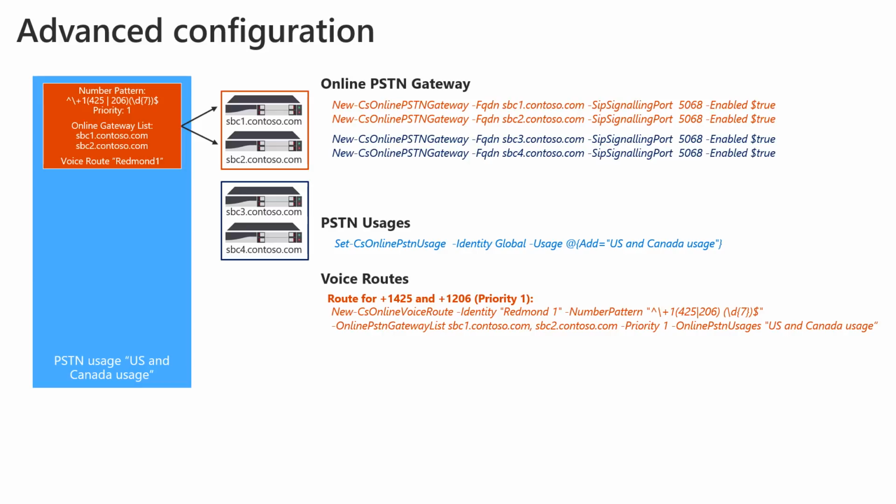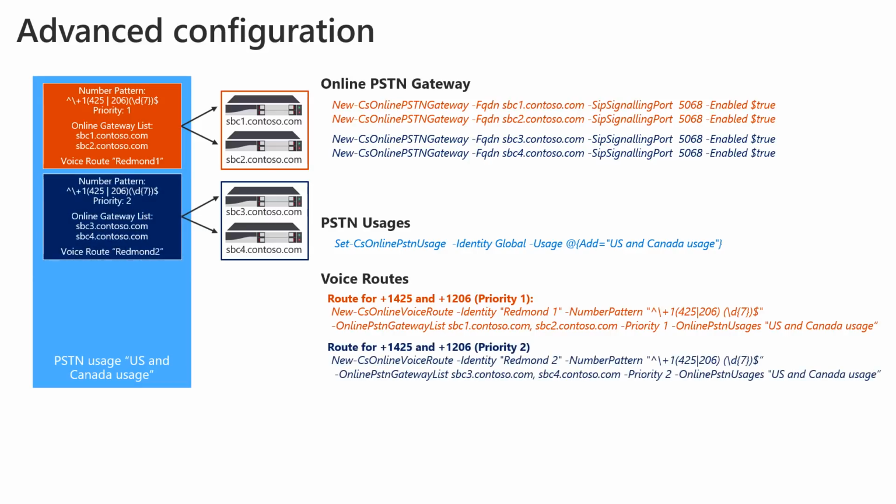That means if now a call matches this pattern, all calls will be distributed between SBC1 and SBC2. However, we have here a second set of gateways, SBC3 and SBC4. We give them the same route. So, we give them the same number pattern and create a new route for that. So, new CS Online voice route, identity Redmond 2, number pattern is the same. We add SBC3 and SBC4 as gateways, but the priority is 2. The online PSTN usage is the same.